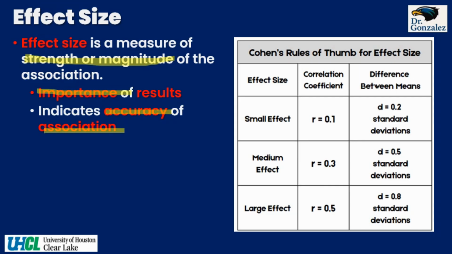In this table, we have Cohen, a statistician. He has Cohen's rules of thumb for effect size. I have my correlation coefficients, the things that I'm calculating. These are my r values. Remember, r can go from -1 all the way to 0, all the way to +1. And right here I have r equals 0.1. So we're going to put it right there.